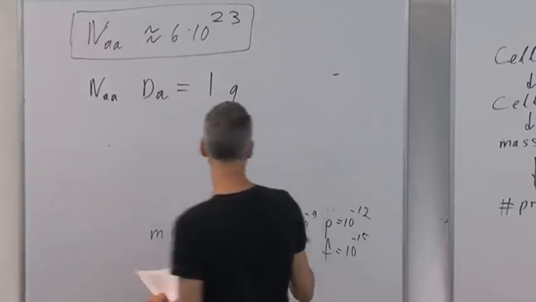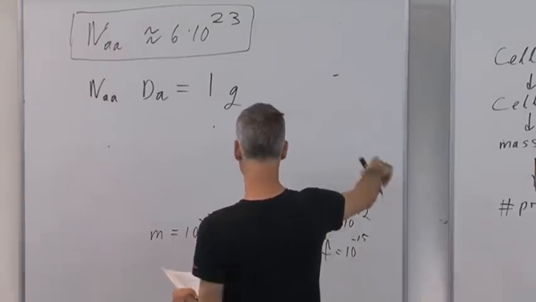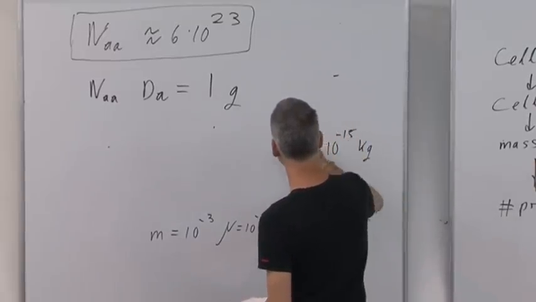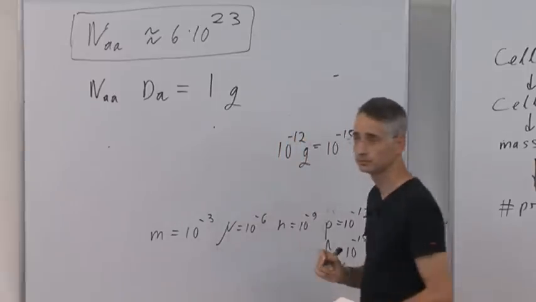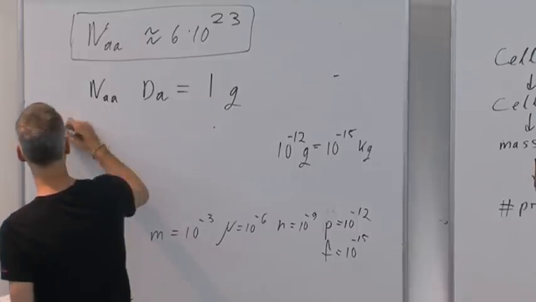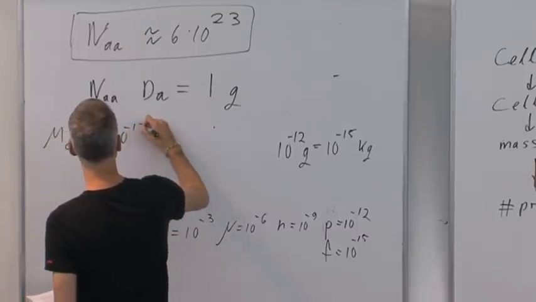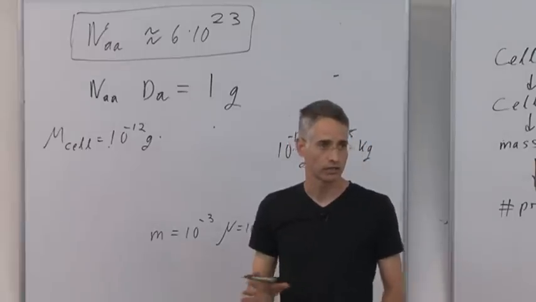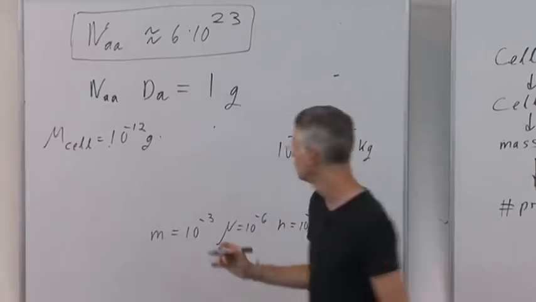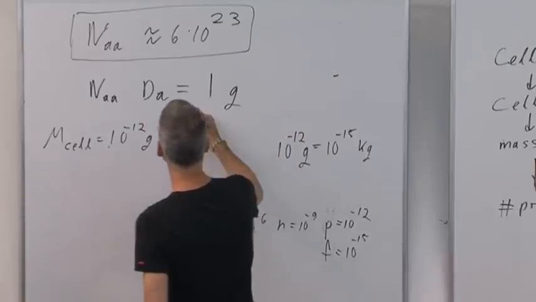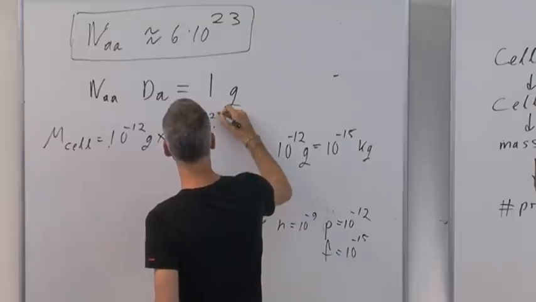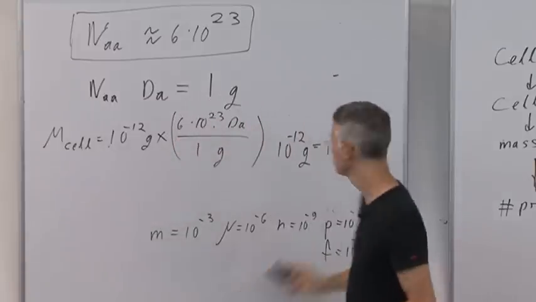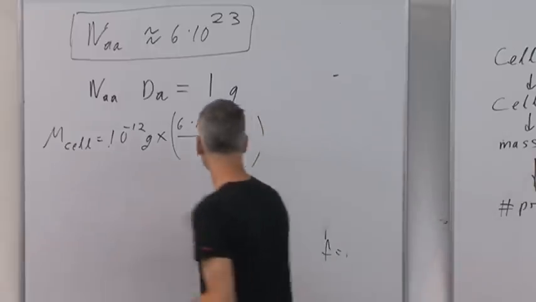That's why I could now do the jump quite quickly. What I had here was 10 to the minus 15 kilograms, or 10 to the minus 12 grams. Okay, so now I want to talk about my mass of cell, which is 10 to the minus 12 grams. I can now do a trick that I'll be using a lot of times, and that is multiply by 1. Everybody is allowed to multiply by 1 as many times as they want, right? So how do I multiply by 1? I'm saying, okay, I can multiply by 6 times 10 to the 23 Dalton divided by 1 gram. You see I'm multiplying by 1 because they are just equal to each other.